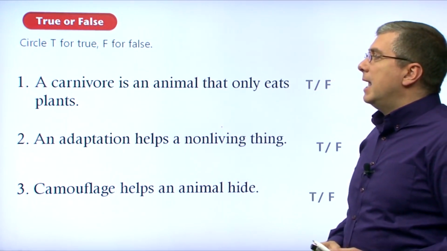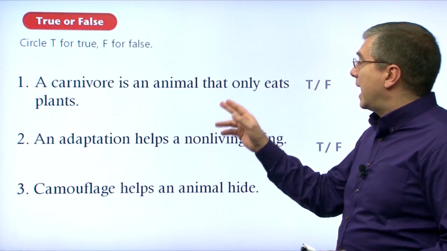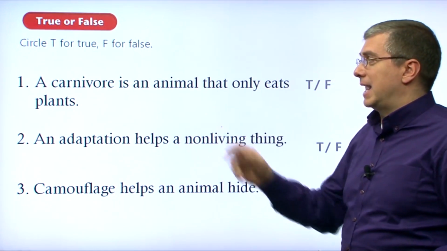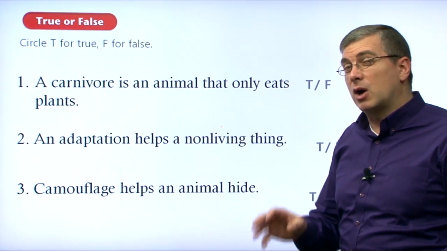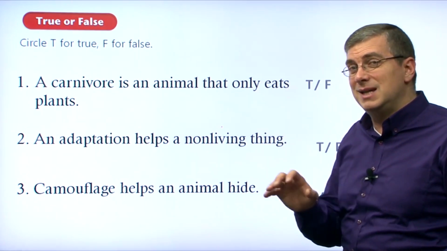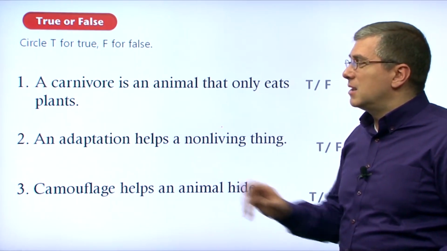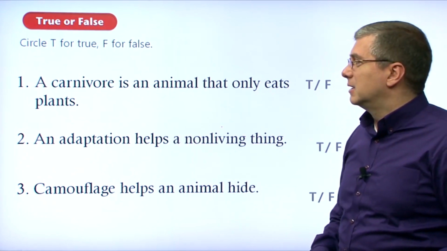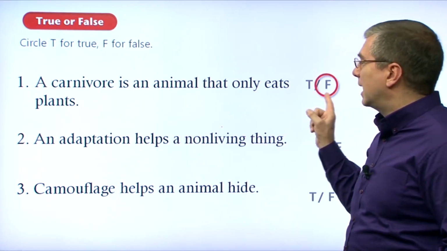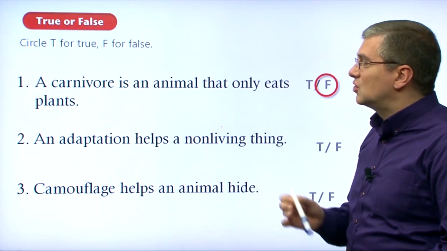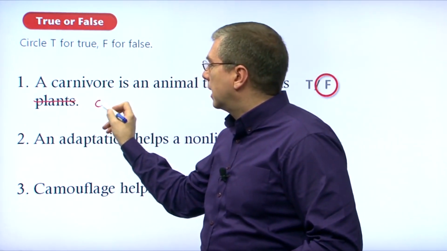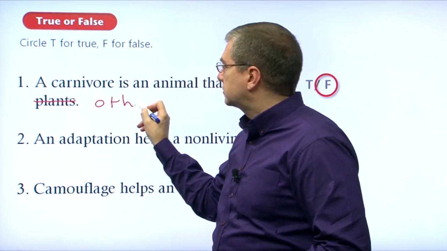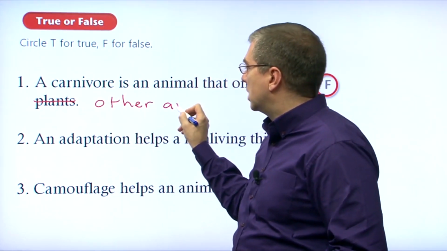Number one, a carnivore is an animal that only eats plants. Is that true? Does a carnivore eat plants? Remember, a carnivore has sharp, pointy teeth. Sharp, pointy teeth are not good for eating plants. A carnivore is not an animal that only eats plants. We have to change that. We would have to change that to other animals. That's one way we could change it.